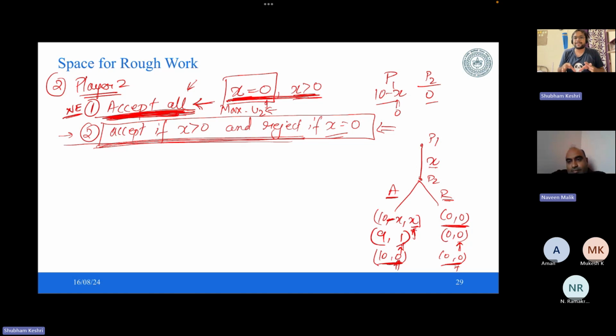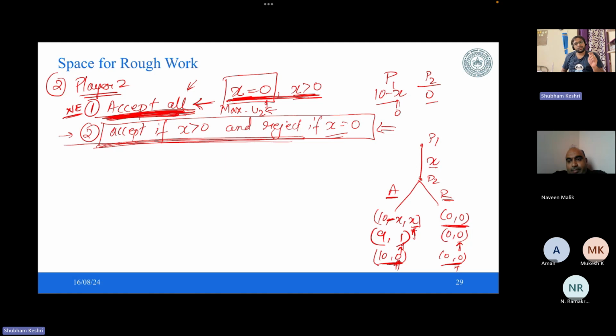The design of this game is such that player 1 can make any offer he wants, and player 2's decision is either to accept or reject, nothing else. Player 2 can either accept or reject. So the utility will be realized when he accepts the offer, not on the rejection. Utility will be realized का मतलब? But if player 2 accepts even 0 also, then player 1 has the maximum value, right?